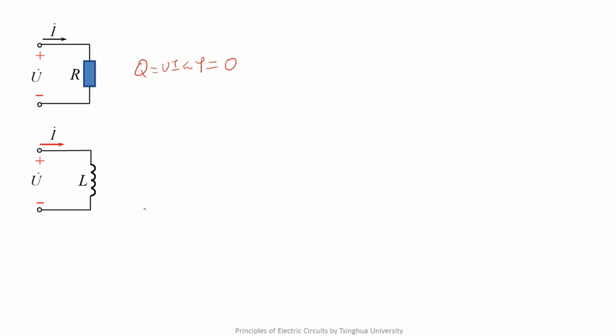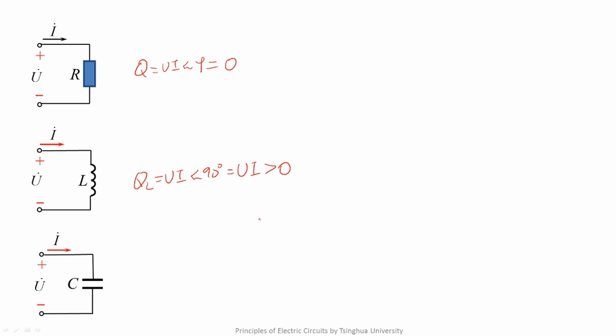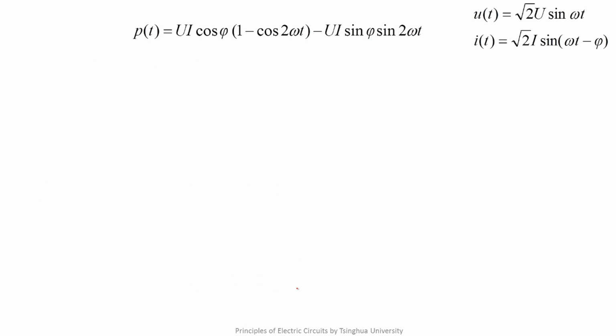For inductors, the voltage leads the current by 90 degrees. That is, the power factor angle is 90 degrees. It means that inductors always absorb reactive power. For capacitors, the current leads the voltage by 90 degrees. It means that the power factor angle is minus 90 degrees. And capacitors always absorb negative reactive power, or conversely, capacitors always supply reactive power. It can also be understood as capacitors are always reactive power sources in AC circuits.